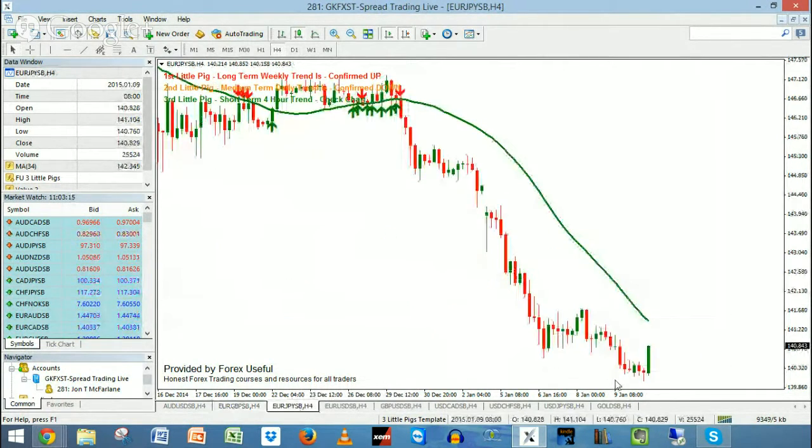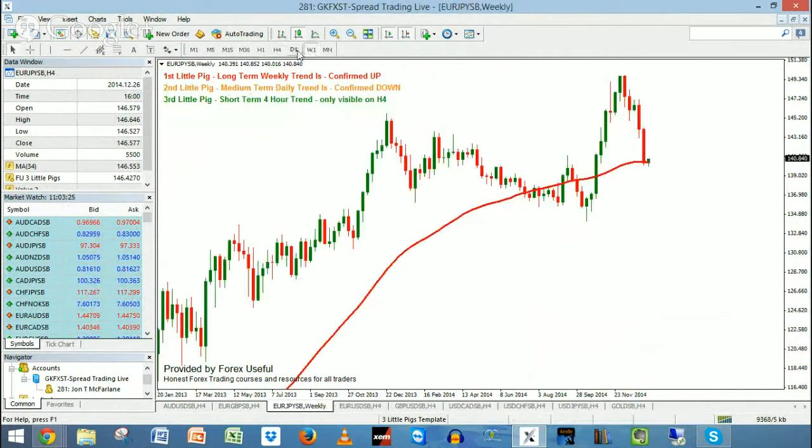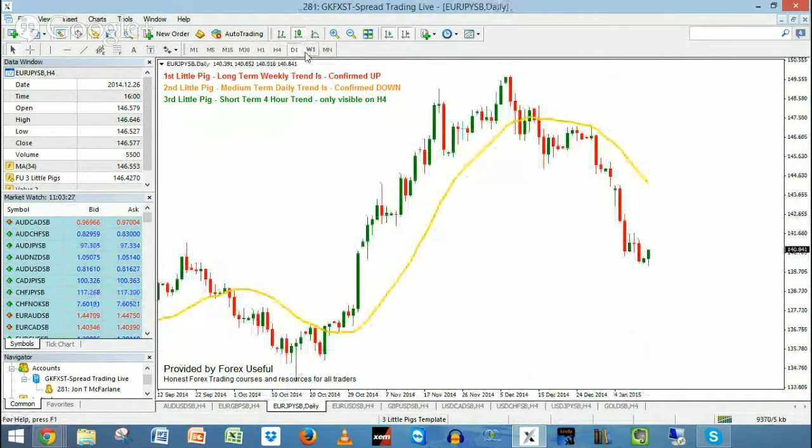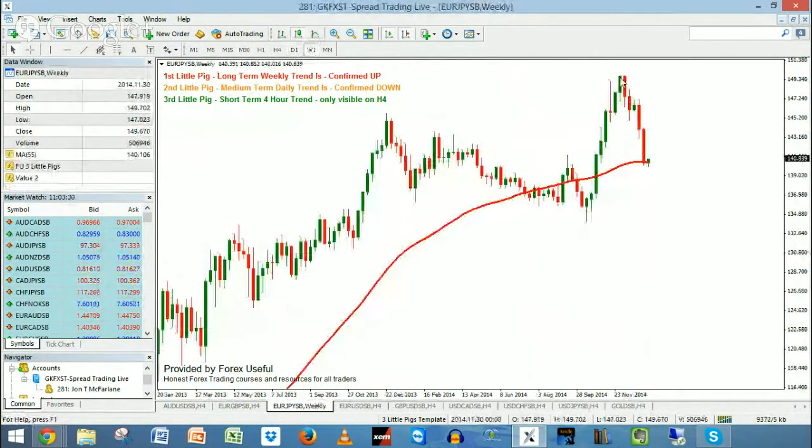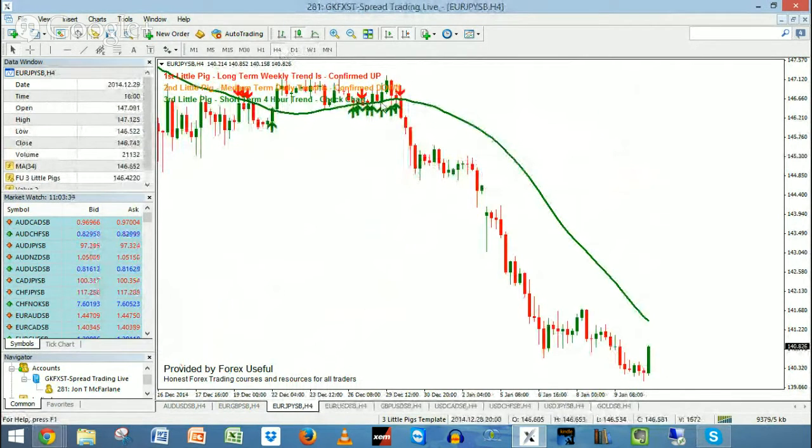Onto Euro JPY. We've got an up and down trend here, so we're not involved. We missed this move here because although the daily was down, the weekly was still showing as an uptrend. So we didn't catch this move. It happens sometimes, but we want to trade in the direction of the daily, the weekly, and the 4-hour. So sometimes we do miss these moves, but no problems.